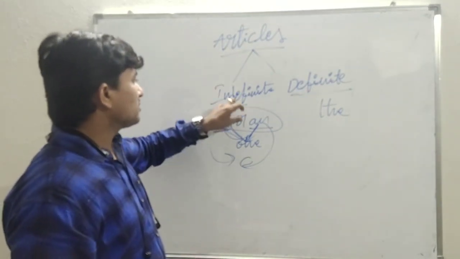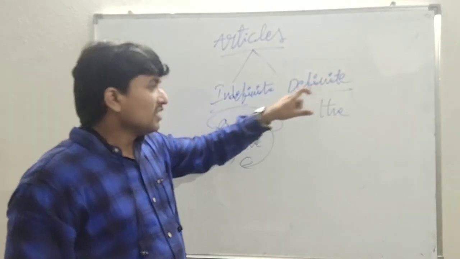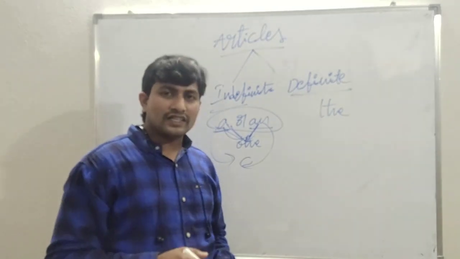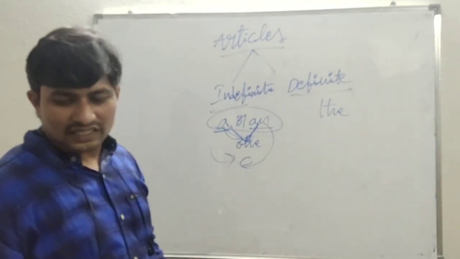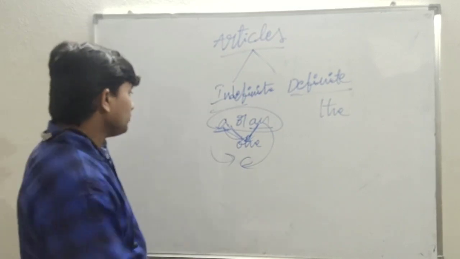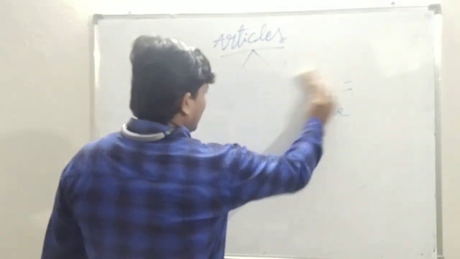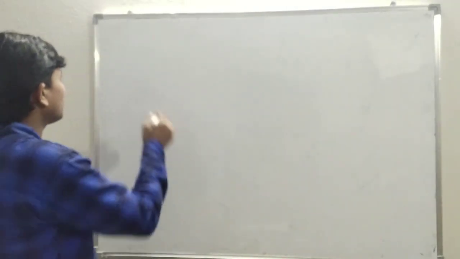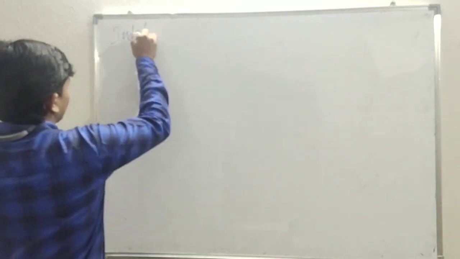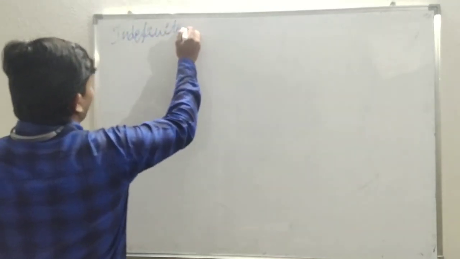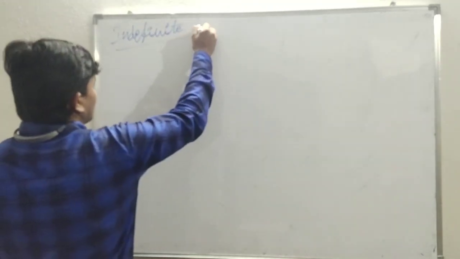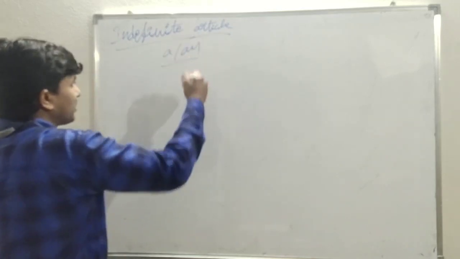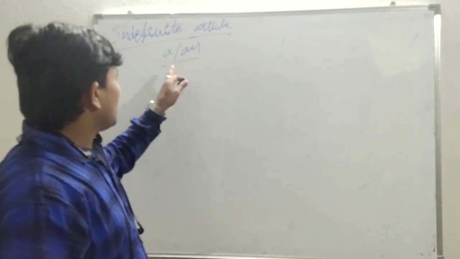So articles can be of two kinds: indefinite article and definite article. The indefinite article is a or an. The definite article is the. Let us see the first one, the indefinite article and its usage. What is an indefinite article, and what is the importance of the indefinite article? Indefinite article: a or an.